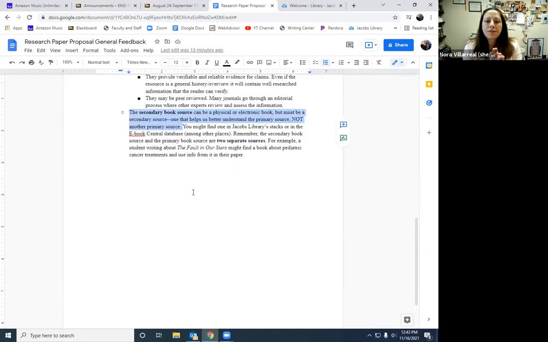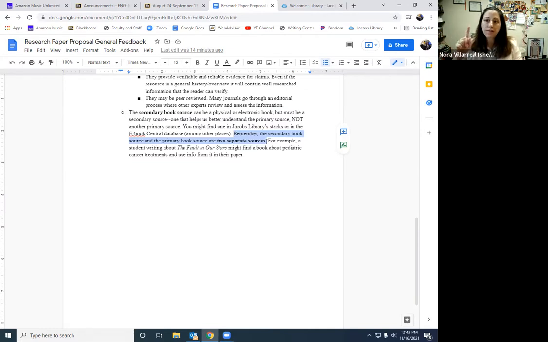So you might be able to find that secondary source in Jacobs Library, right? Like out in the stacks and go pull it off the shelf. You might use the database called eBook Central to find that book source, or you might find any book anywhere else, in another library, your own home library, wherever it might be from. But another important thing to keep in mind is that the secondary book source and the primary book source are two separate sources, okay?